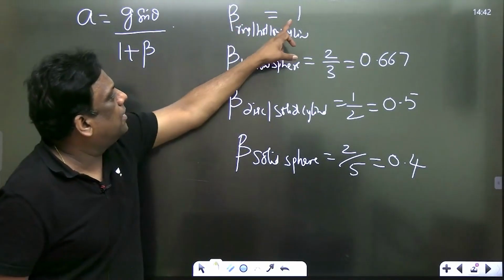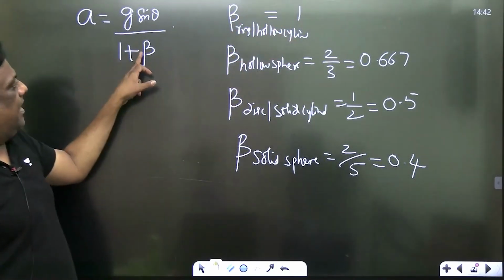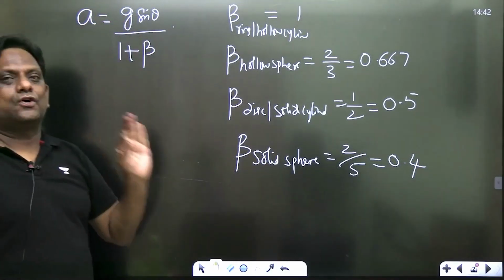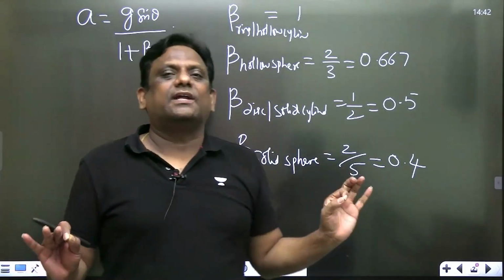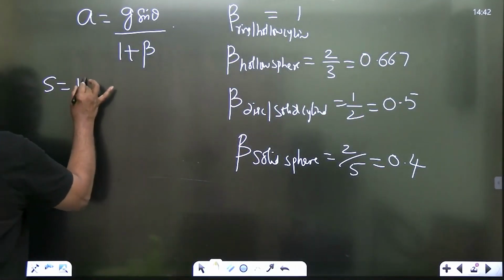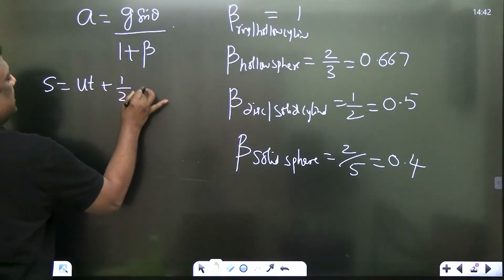So if I take a hollow cylinder, it will be 1. This is fixed, theta is fixed, g is fixed. So therefore my acceleration is constant. When my acceleration is constant, I can use my equations of motion. So I will write s = ut + ½at².